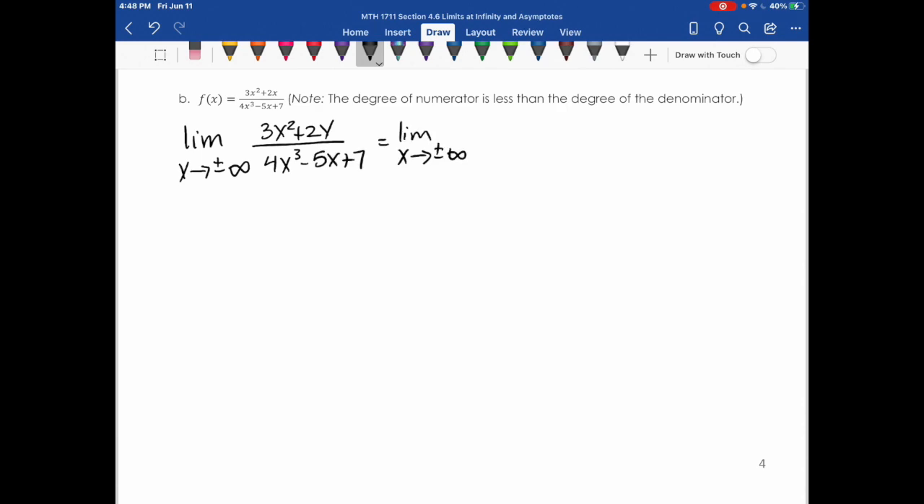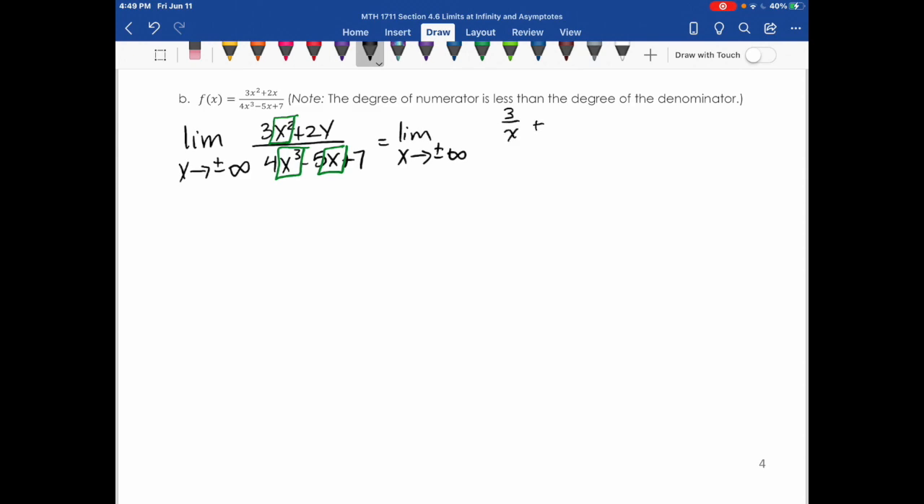Now, we want to look to find all the x's in this expression. We have an x here, we have an x here, and we have an x here. Out of all those x's, x to the third has the largest exponent. So I'm going to take every single term and divide by x to the third. So when I take 3x squared and I divide by x to the third, I'm going to get 3 over x.